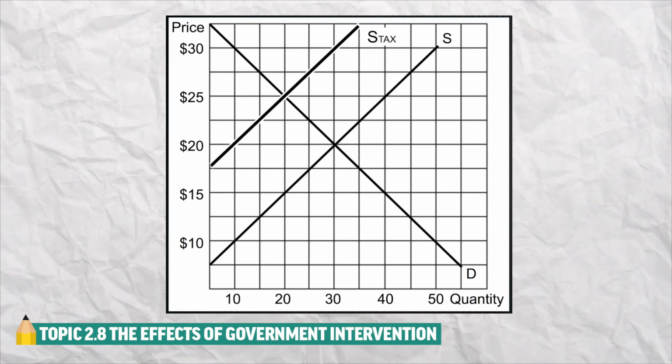A per unit tax on producers will cause the supply curve to shift to the left because producers now have higher costs.